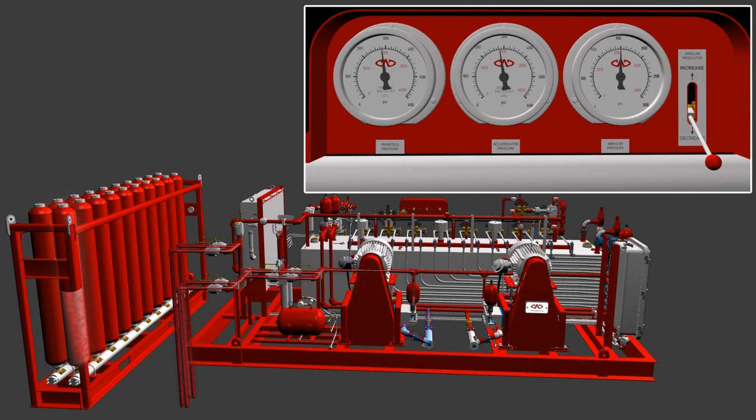We also recognize that durability and reliability are of the utmost importance. That's why we design and manufacture our systems using the highest quality components and materials available. Each system is built to operate reliably every time, even in the harshest environments.